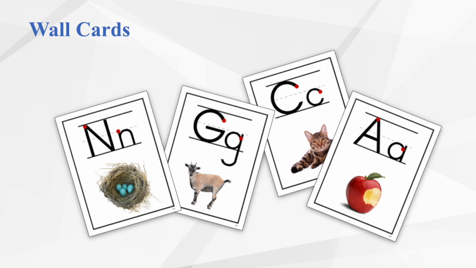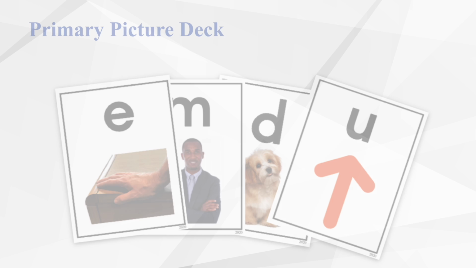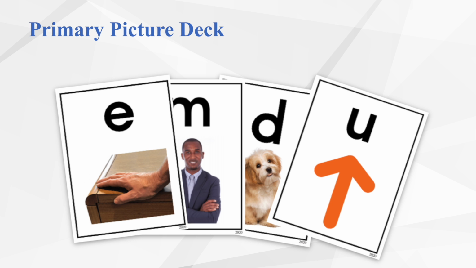Turning next to wall cards, they are exactly what the name implies, wall cards for your classroom. They include the upper and lowercase letter, the correct starting point shown with a red dot when forming the letter, and an image of the keyword. These images also match the images in your primary picture deck. The primary picture deck is used in kindergarten and the early part of first grade. It includes the lowercase form of the letter and the picture of the keyword. We use it to teach or reinforce letter name, keyword, and letter sound.